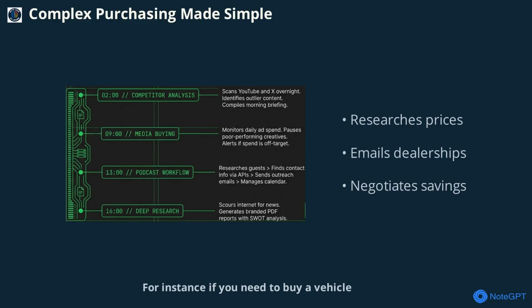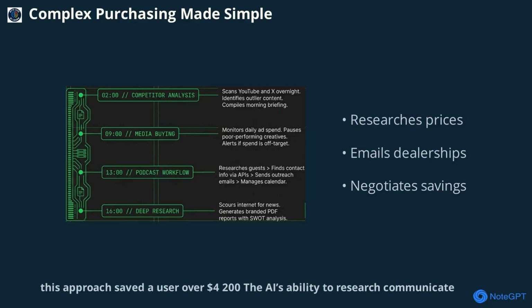For instance, if you need to buy a vehicle, your AI can scour online forums for price comparisons, email dealerships, and negotiate deals on your behalf. In one example, this approach saved a user over $4,200. The AI's ability to research, communicate, and act autonomously turns daunting tasks into streamlined processes.